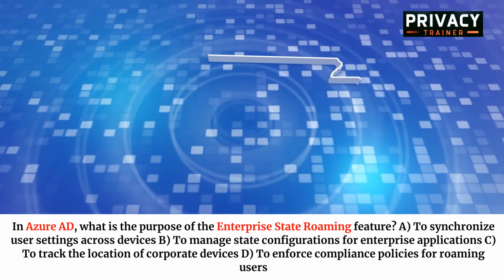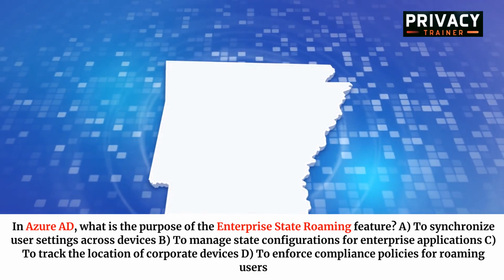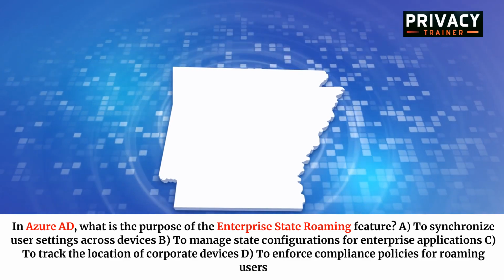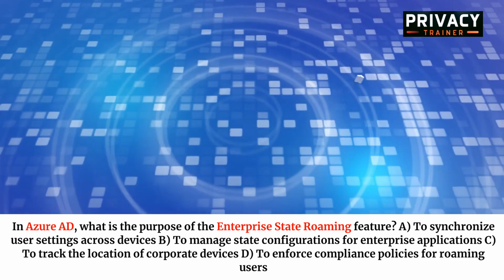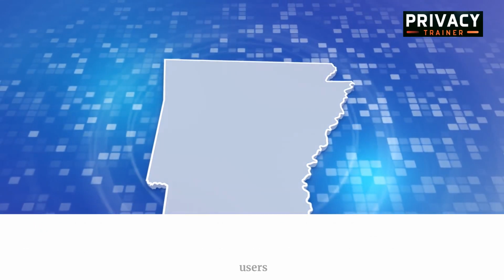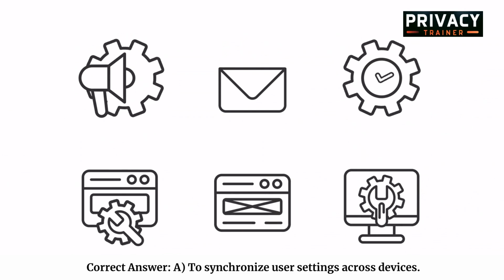In Azure AD, what is the purpose of the Enterprise State Roaming feature? A. To synchronize user settings across devices. B. To manage state configurations for enterprise applications. C. To track the location of corporate devices. D. To enforce compliance policies for roaming users. Correct answer: A. To synchronize user settings across devices.